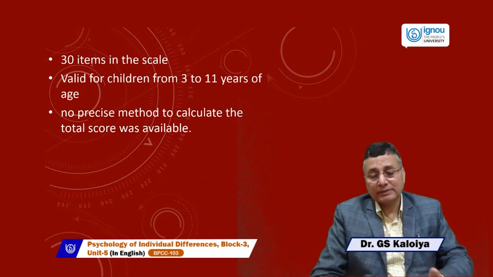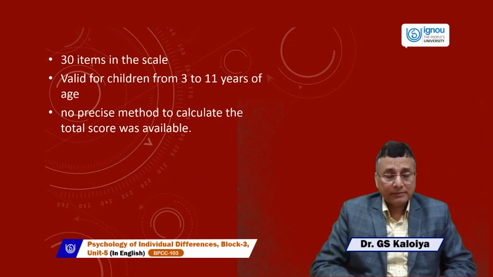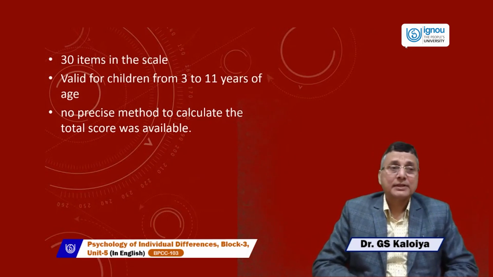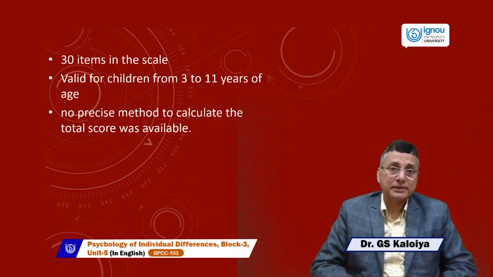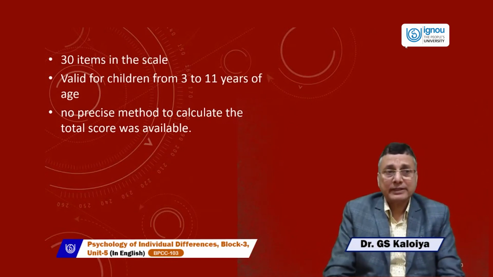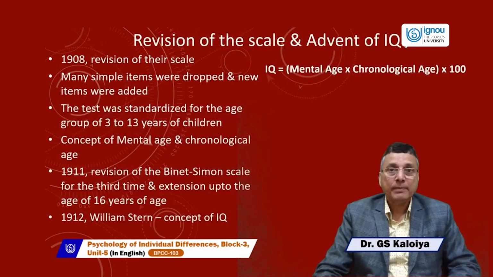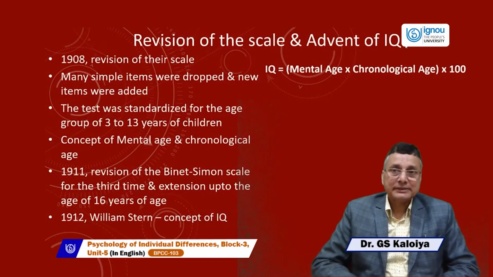So we'll discuss the Binet test later on. At that time this test had 30 items and was valid for children from 3 to 11 years of age, and no precise method to calculate the total score was available at that time. Then the revision of this scale came and the advent of IQ came.